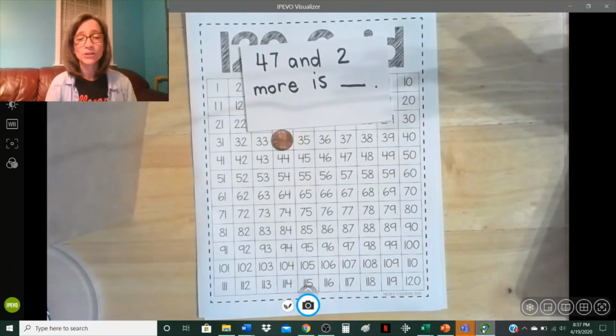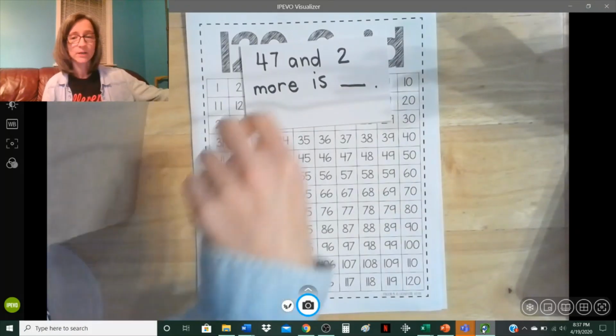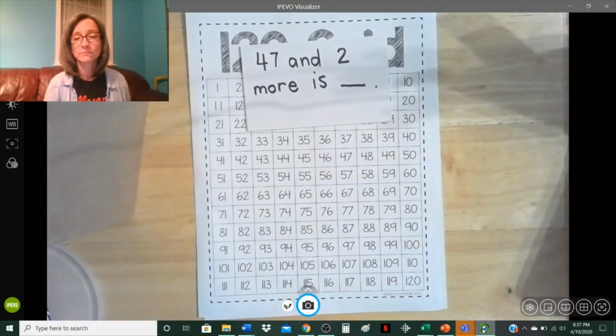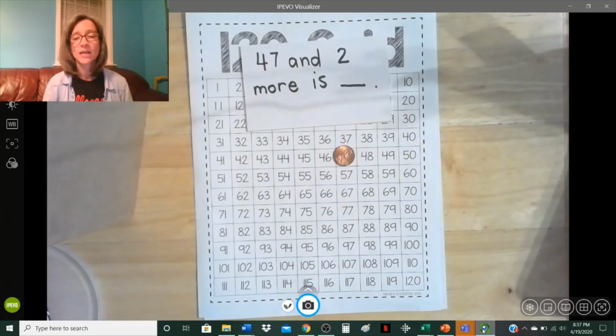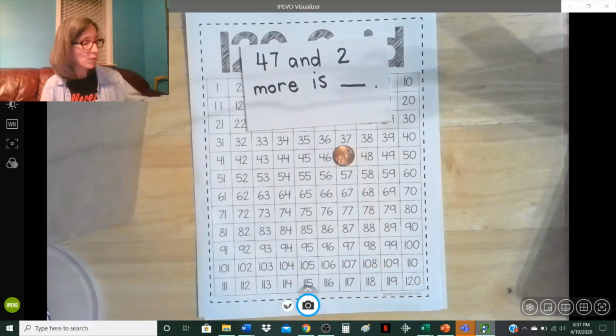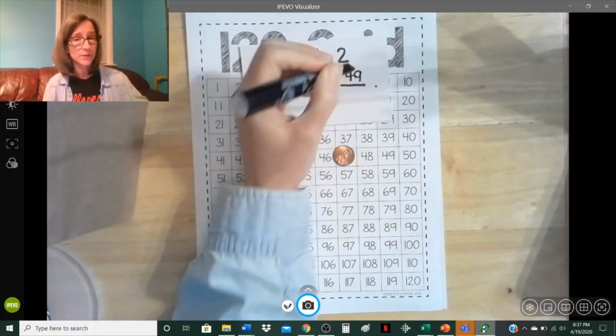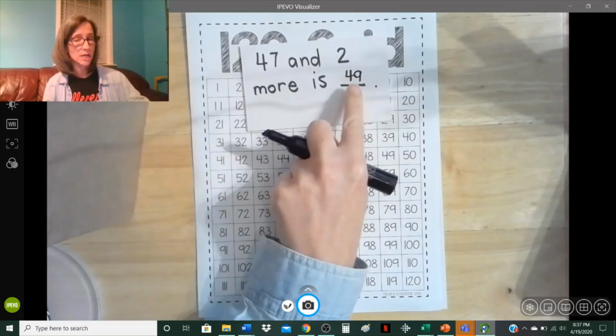47 and two more is blank. Where's our starting number? We're starting on 47. Can you go two more? What is 47 and two more? 1, 2. If you said 49, you are correct. Let's read our sentence. 47 and two more is 49.